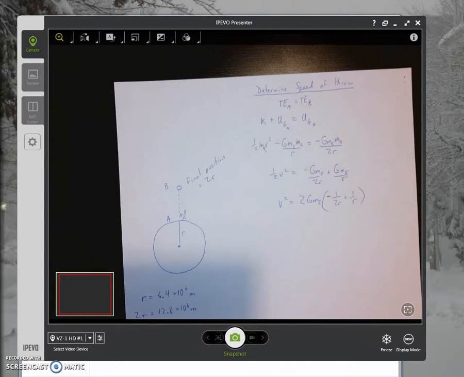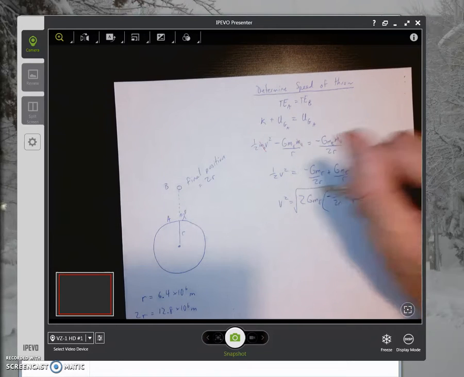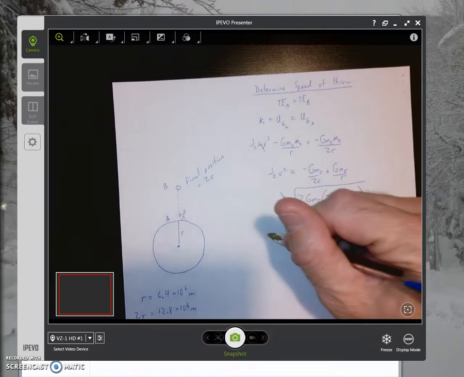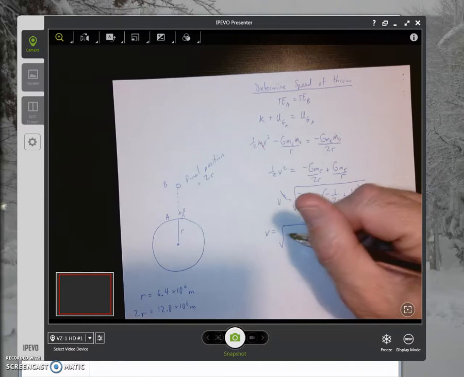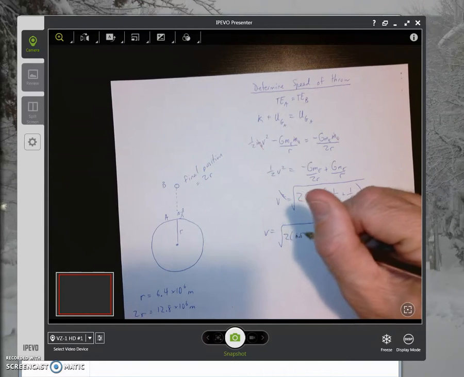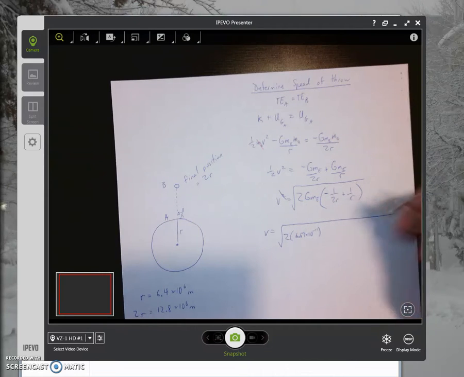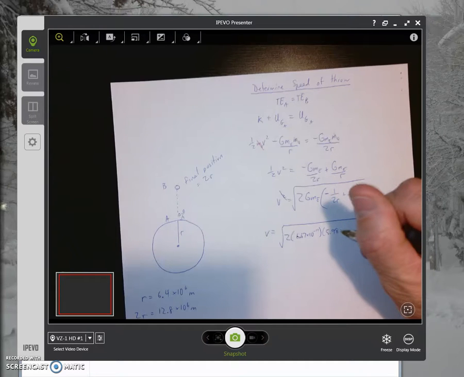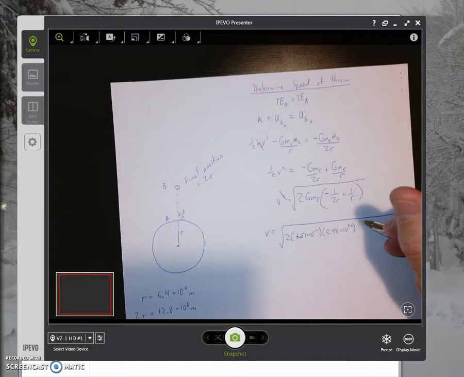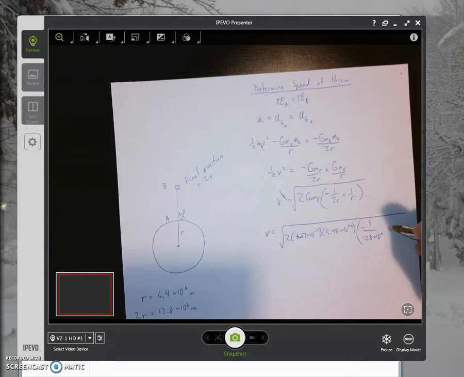Now I simply have to plug in numbers. Oh, and to solve for v, I'll of course do the square root, and then v equals, this is where it gets nasty because we're dealing with a lot of scientific notation: 2 times 6.67 times 10 to the negative 11 times mass of Earth, which is 5.98 times 10 to the 24, and that is all over negative 1 over 2r, which was 12.8 times 10 to the 6, plus 1 over 6.4 times 10 to the 6.